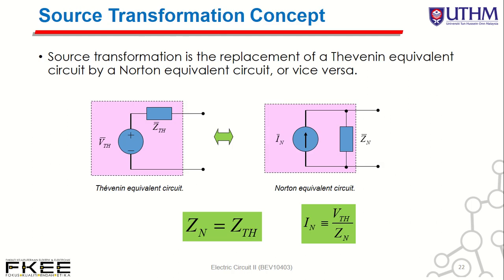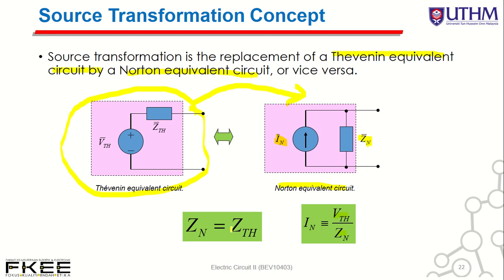Next, we look at the source transformation concept. Source transformation is the replacement of a Thevenin equivalent circuit by a Norton equivalent circuit, which means you can transform your source from a Thevenin equivalent circuit. Let's say you have a Thevenin equivalent circuit with a VTH and ZTH. You can transform it to the Norton equivalent circuit that consists of IN and ZN. So from VTH and ZTH, how to determine IN? IN equals VTH divided by ZTH. How to determine Z Norton? We know that Z Norton equals ZTH.